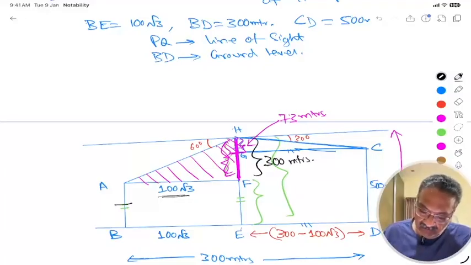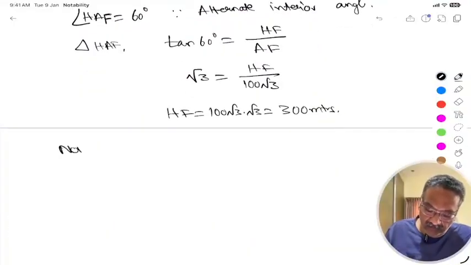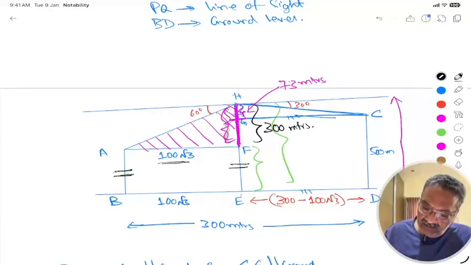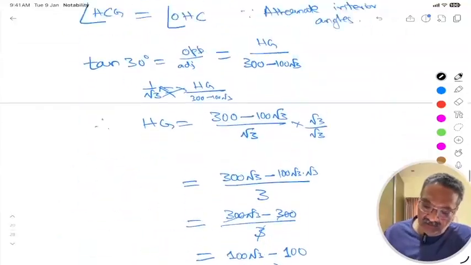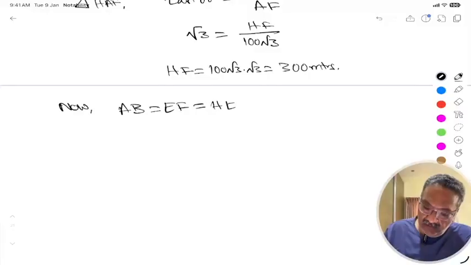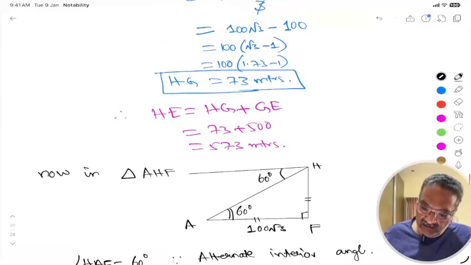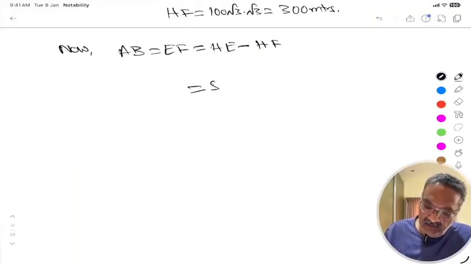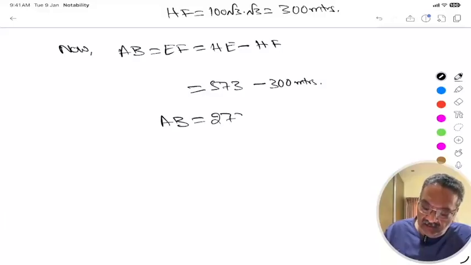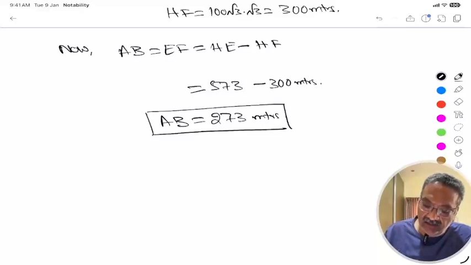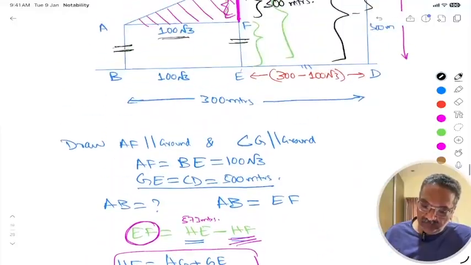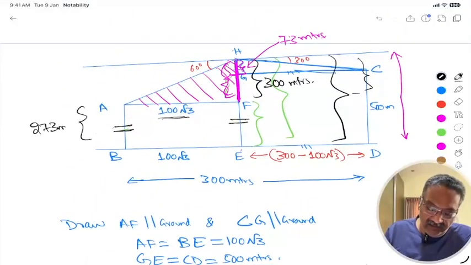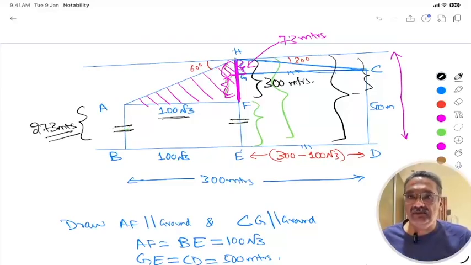Alright. What is asked is AB. AB is nothing but EF. So AB is equal to EF, which is HE minus HF. We know that. HE we know as 573 meters, so this is 573 meters minus 300 meters. So AB is equal to 273 meters. So the height of the smaller tower is 273 meters. It is just drawing the triangles and you have to solve. Okay.